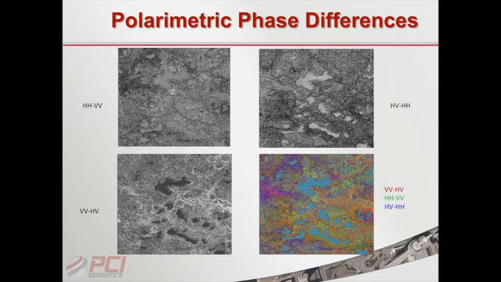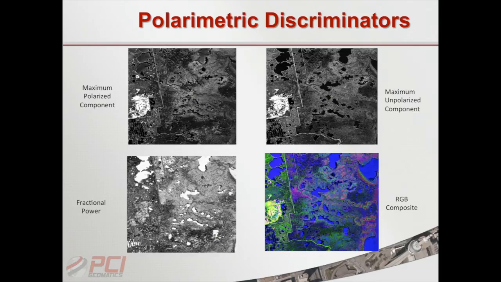And again, I don't have any ground truth for this particular area, but the idea being that there's a lot of subtle information in there, I think, that is of use to different people. Polarimetric discriminators: I can map the maximum polarized part, because every signal that comes back has a polarized part and an unpolarized part, and you can differentiate the two. So there's the maximum polarized part, there's the maximum unpolarized part. Here's the fractional power, which is basically the difference between the two.